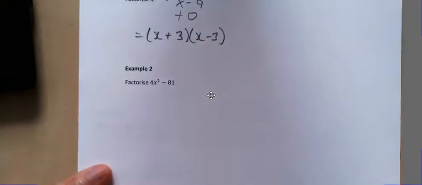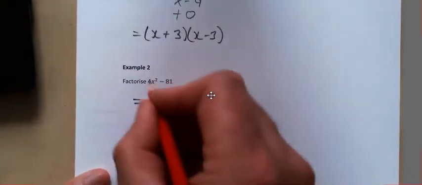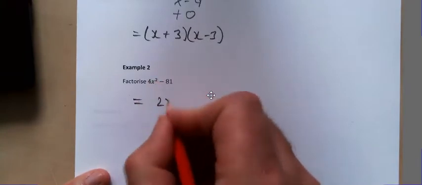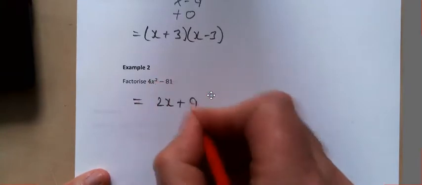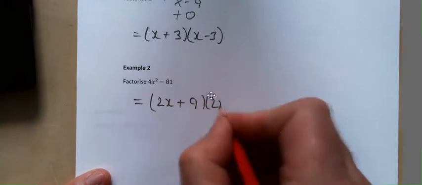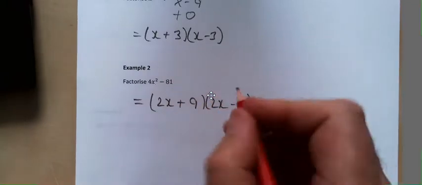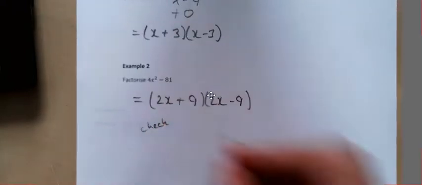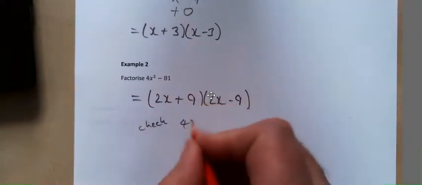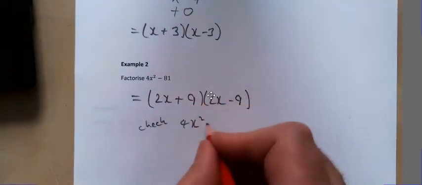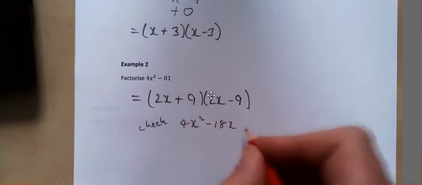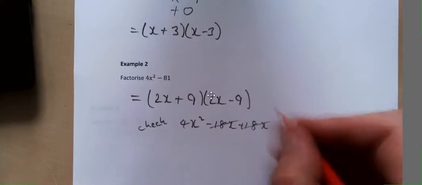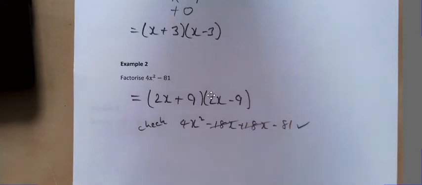Similarly then for example 2, the square root of 4x squared, what do you multiply by itself to get 4x squared? It's going to be 2x. Square root of 81 is 9, and then 2x minus 9. If we did a wee check for that, 2x times 2x gives us 4x squared, outer minus 18x, inner plus 18x, and they always cancel each other out. That's the idea of that. And then minus 81, so that does work for us.